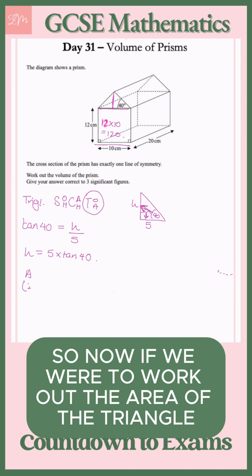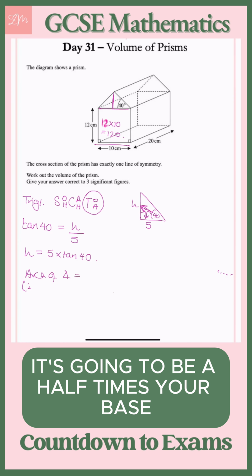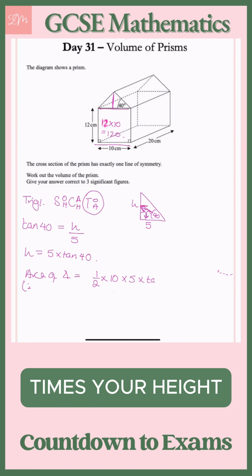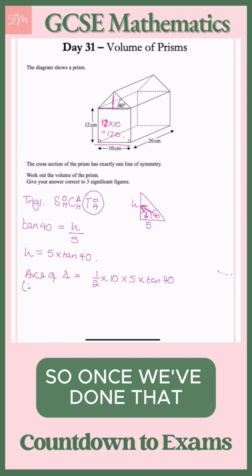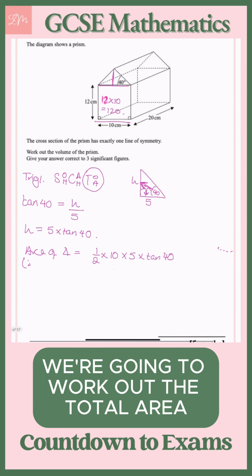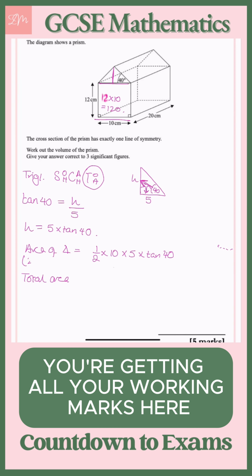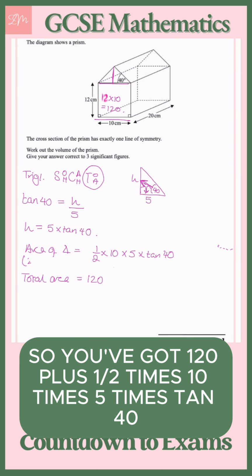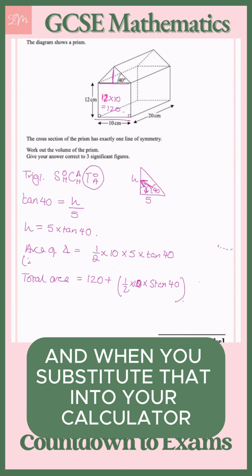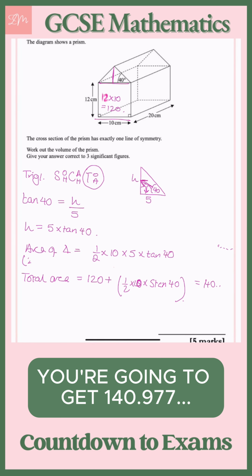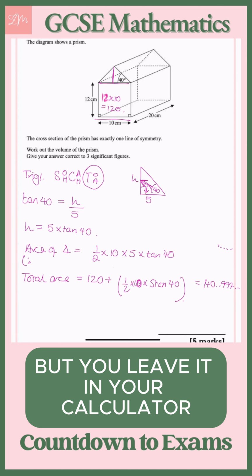So now if we were to work out the area of the triangle, it's going to be a half times your base times your height. So once we've done that, we're going to work out the total area. And I wouldn't put things in your calculator till you have to. You're getting all your working marks here. So you've got 120 plus a half times 10 times 5 tan 40. And when you substitute that into your calculator, you're going to get 140.977, but you leave it in your calculator.